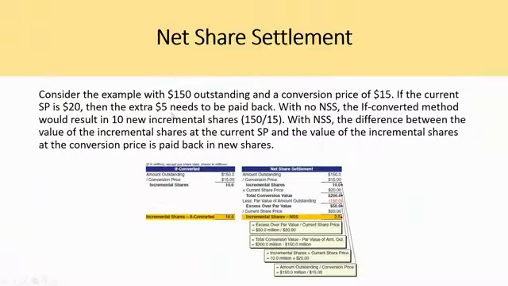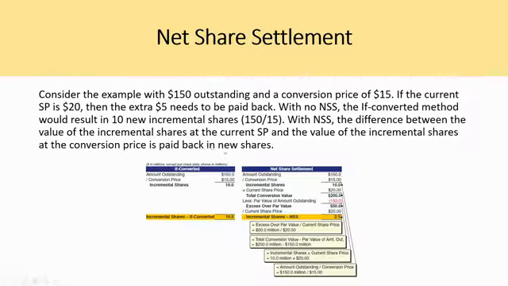Okay, so consider the example with $150 outstanding and a conversion price of 15. If the current share price is 20, then the extra $5, the difference between the conversion price and the share price, needs to be paid back. With no net share settlement, the if converted method would result in 10 new shares because you simply divide the amount outstanding by the conversion price to get 10 new shares. With the net share settlement method, the difference between the value of the incremental shares at the current share price and the value of the incremental shares at the conversion price is paid back in new shares.